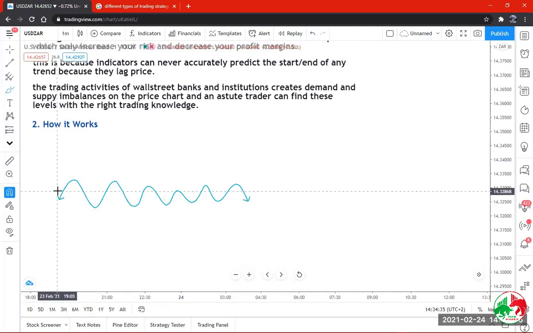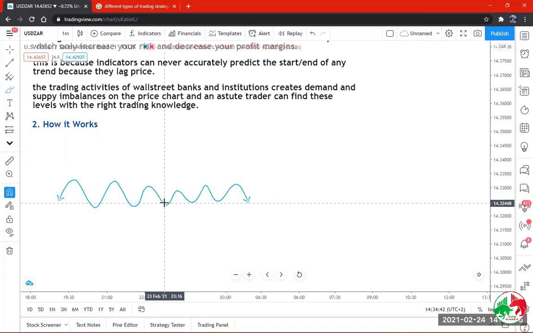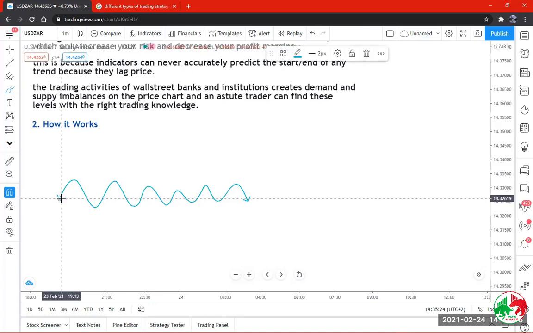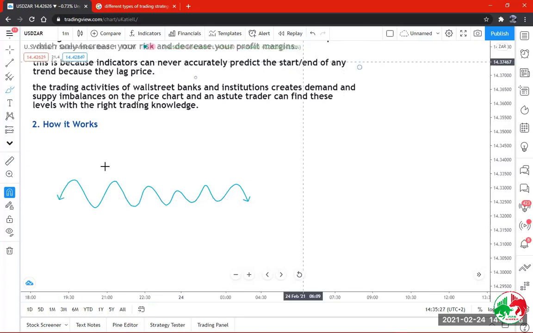I was saying that whenever there is a balance in the market, price moves sideways, which is also known as consolidation. This does not create any trading opportunities. What creates a trading opportunity is an imbalance in the market. Whenever the market moves sideways, it does not place any trades.